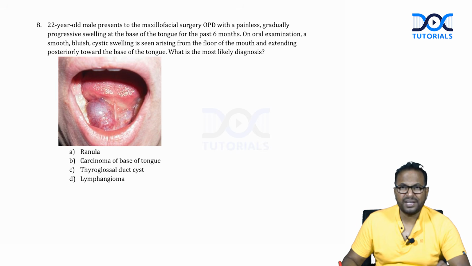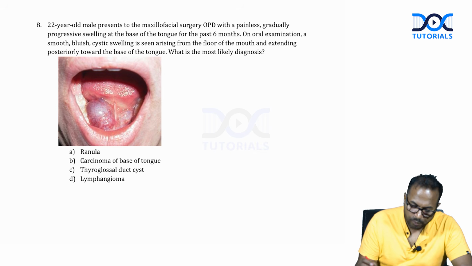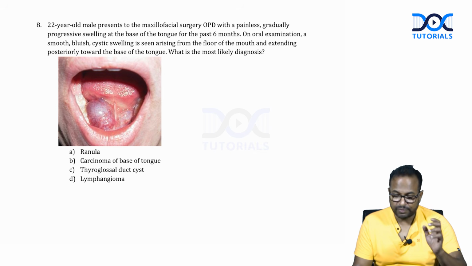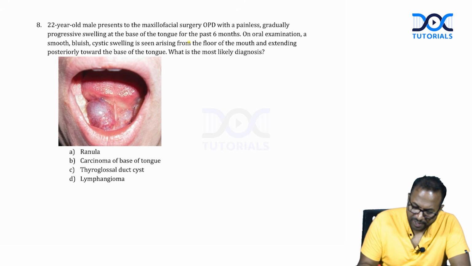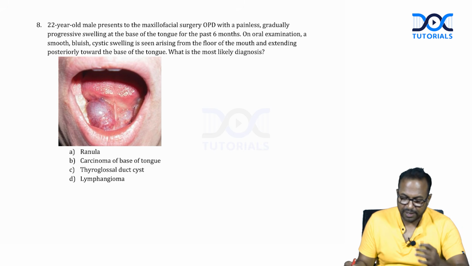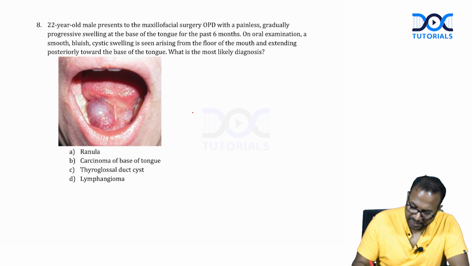A 22-year-old male presented to the maxillofacial surgery OPD with a painless, gradually progressive swelling at the base of the tongue for the past 6 months. On oral examination, a smooth, bluish, cystic swelling is seen on the floor and extending to the base of the tongue. This is a very commonly asked MCQ, and all of you know the answer. It is ranula.